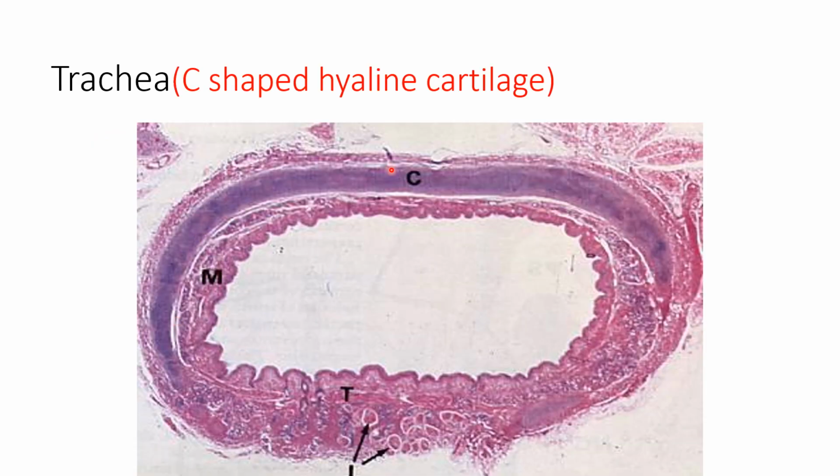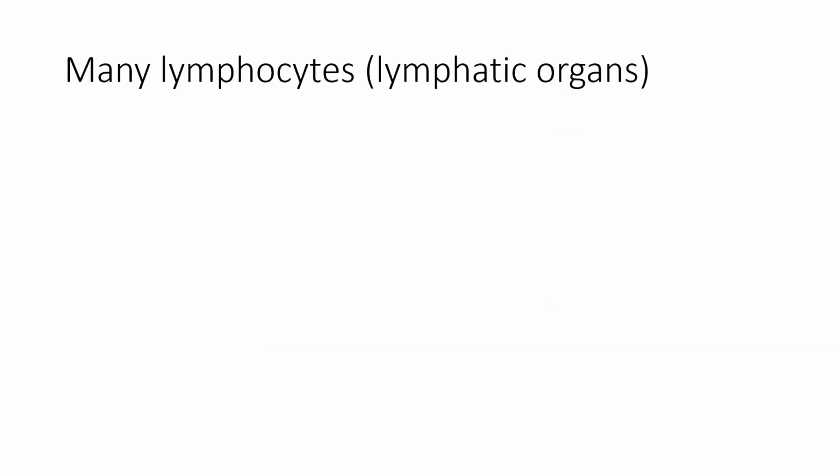You can see here a hollow structure, and I can see C-shaped hyaline cartilage, which appears basophilic, so it is the trachea. A rounded or oval structure with a lumen, and I can see the hyaline cartilage, which appears basophilic in the form of the letter C. Trachea. If you see an organ full of lymphocytes, we are talking about a lymphatic organ.